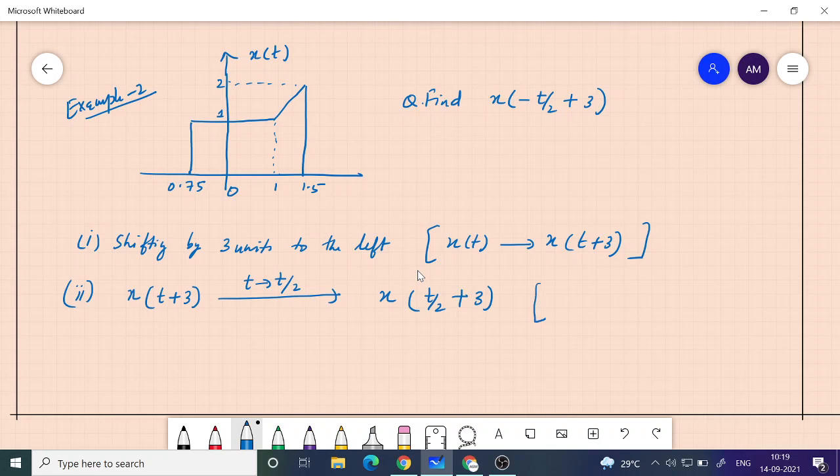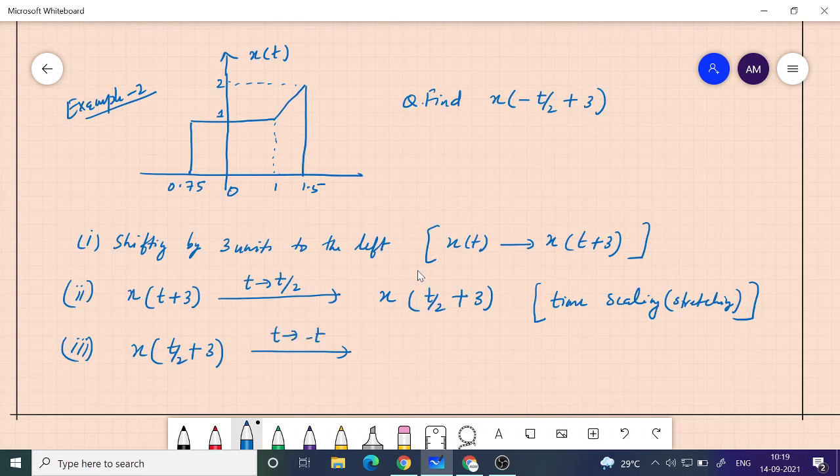So, time scaling, particularly stretching, because a is half. Third step, I will do the time inversion operation. So I will take the output of the second operation, I will merely make t to minus t. So what will I get? I will get minus t by 2 plus 3.